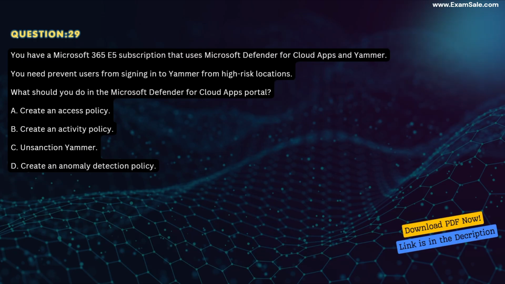Question 29. You have a Microsoft 365 E5 subscription that uses Microsoft Defender for Cloud Apps and Yammer. You need to prevent users from signing into Yammer from high-risk locations. What should you do in the Microsoft Defender for Cloud Apps portal? A. Create an access policy. B. Create an activity policy. C. Unsanction Yammer. D. Create an anomaly detection policy.